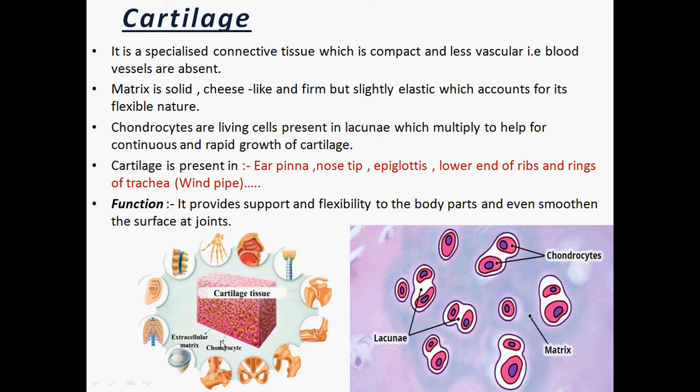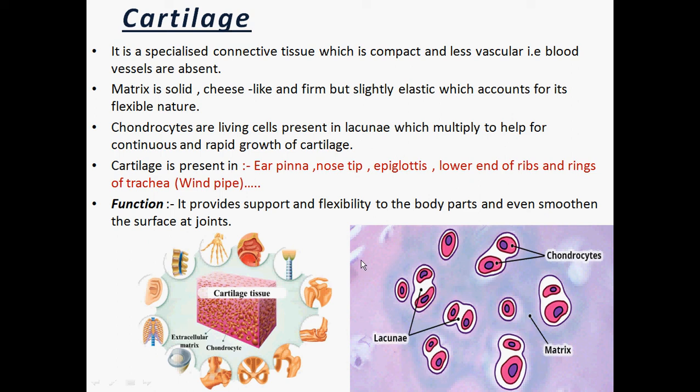Even there are certain other areas, like the rib cage, where the cartilaginous tissue is present. In the hands, the finger joints, the cartilage tissue is present. So all the smoothing, flexibility and elasticity is provided with the help of this cartilage tissue. So let us understand the structure of the cartilage tissue.